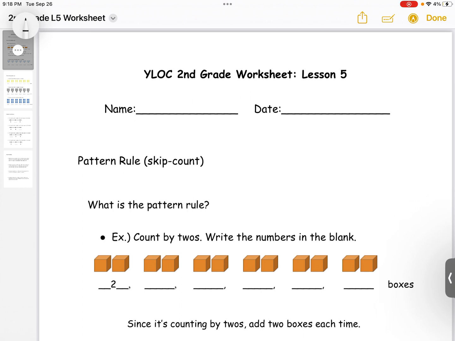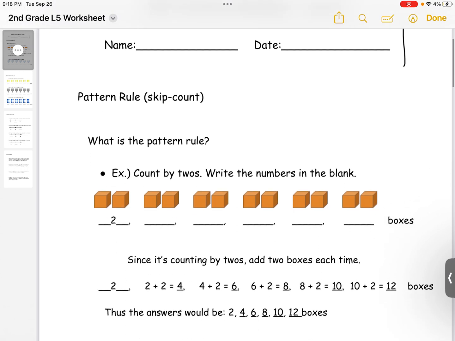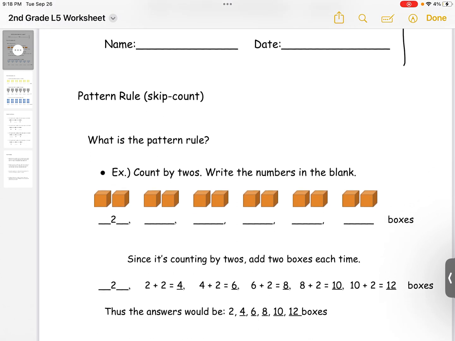So today I'll be teaching Wylock 2nd grade worksheet lesson 5. So don't forget to write down your name and the date. Pattern rule, skip count. Example, what is the pattern rule? Example, count by twos, write the numbers on the blank.